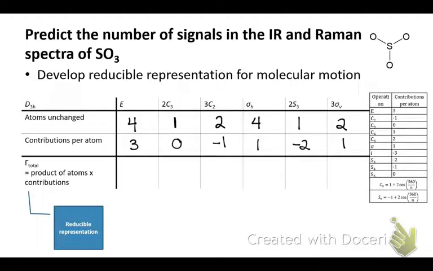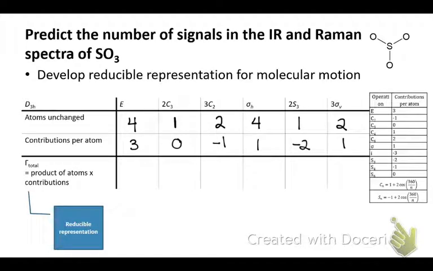So where do those numbers come from? They come from the transformation matrices that are used to develop the character table. So we'll talk more about that in a second. Now, we can put these together by multiplying down each column to get gamma total, which is the total reducible representation for all of the degrees of freedom.